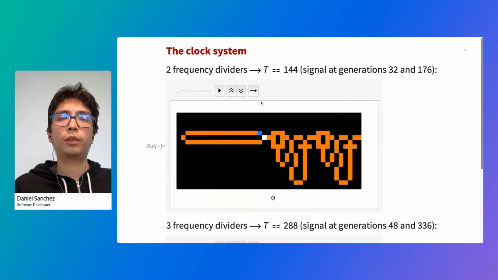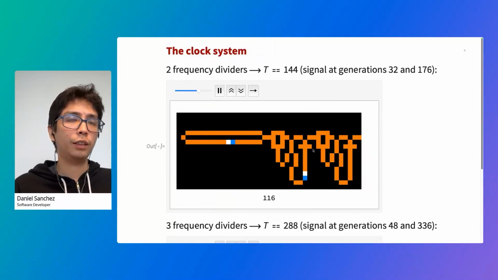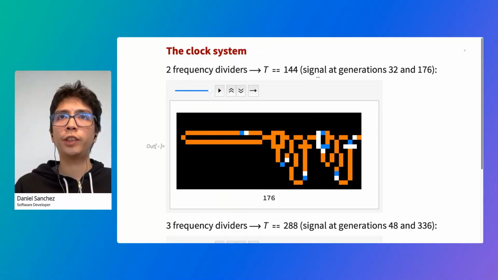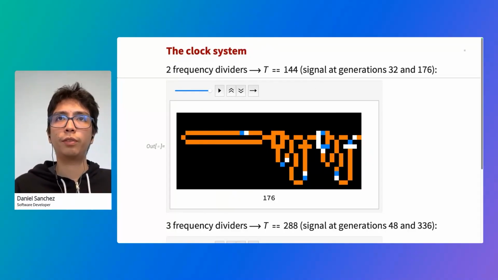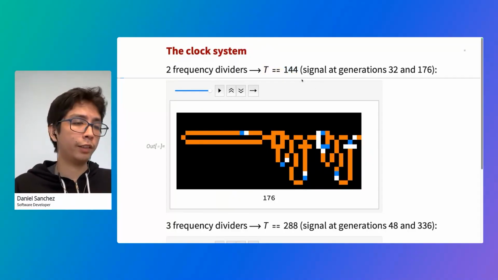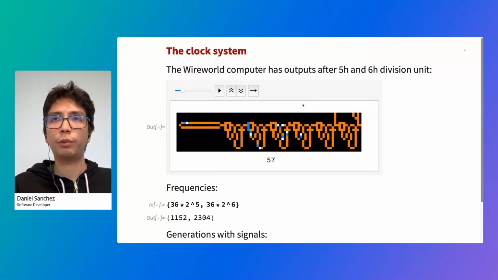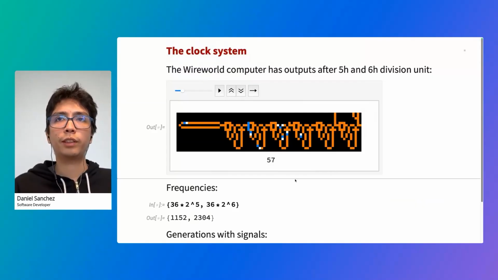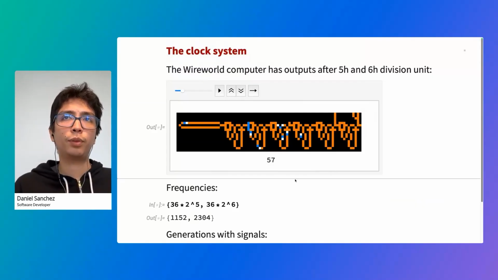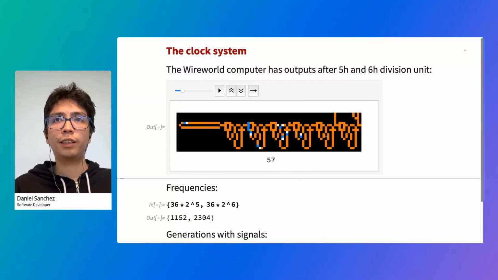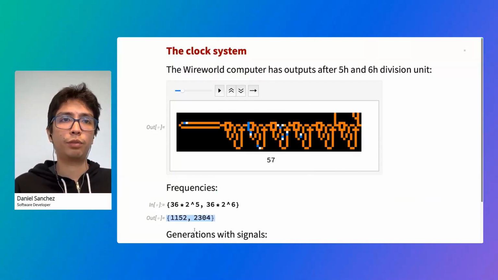Yes, more. So if I have 2 frequency dividers now, I multiply the original period by 4, so I have a period of 144, and I can keep adding stuff until I get the period that I want. So in the computer, it has outputs after the 5th and 6th frequency divider. So it's working with these two frequencies.